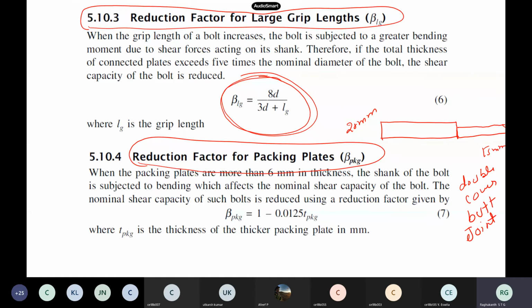And I have cover plates which have a thickness of 0.625 times 20. So two cover plates are there. One cover plate I will put here, another cover plate also I will put here. But my problem is that of the two main plates, one thickness is 20 and another is 15 mm. So how do I connect them with a double cover butt joint? What is it that I have to do?